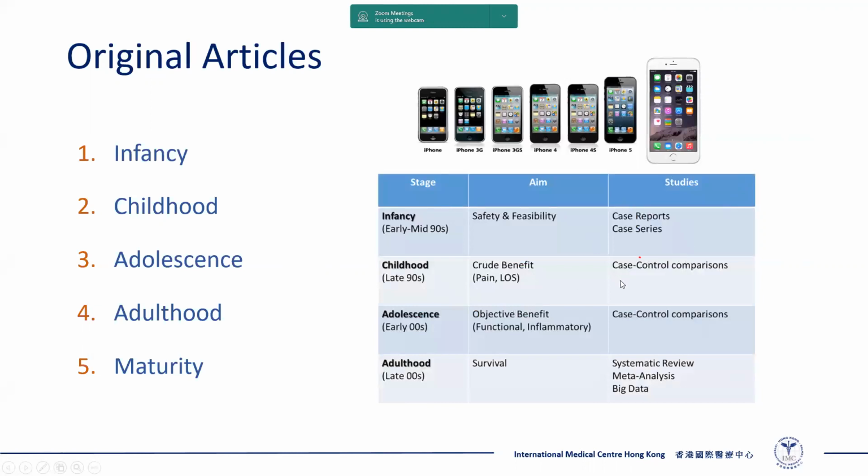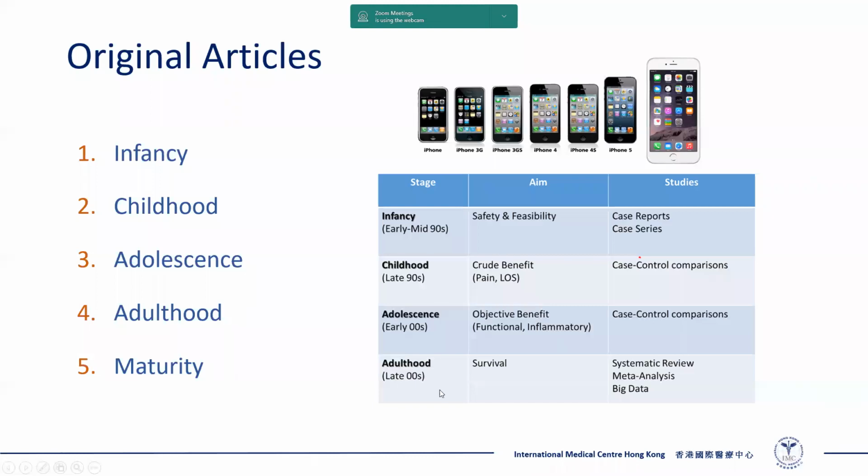You started needing comparative studies showing crude benefit like pain or length of stay. As time went on into the early 21st century, people no longer relied on pain studies. They're too subjective. People relied on things like functional outcomes, inflammatory cytokines, et cetera, and finally, the evidence, the papers matured into the systematic reviews, meta-analysis, big data analysis showing treatment outcomes.